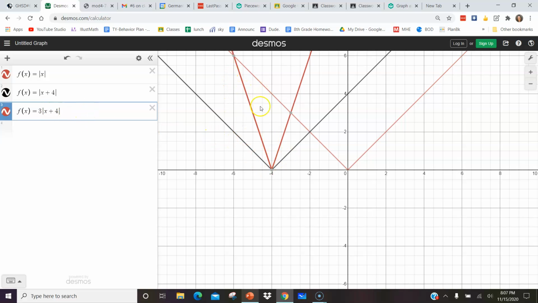Look how fast higher it went up. So it's more obvious. Here's my horizontal shift, horizontal slide over here to the left, and then I'm going to triple it going up.